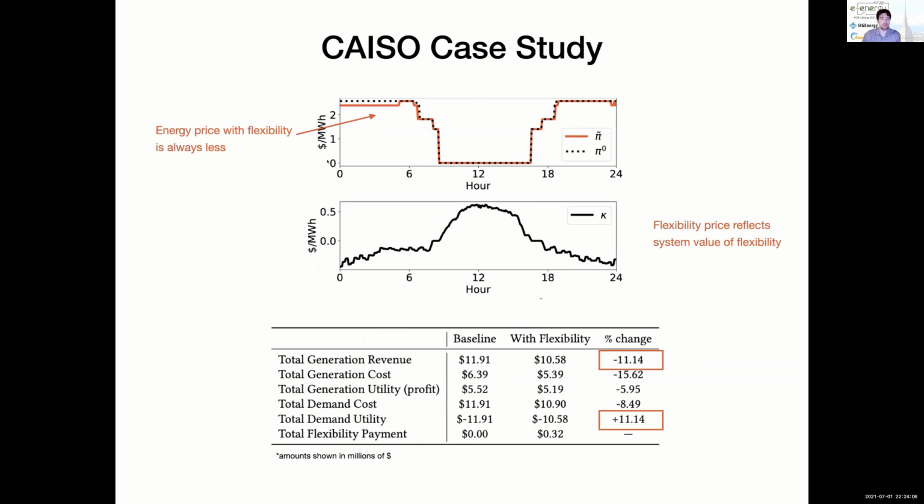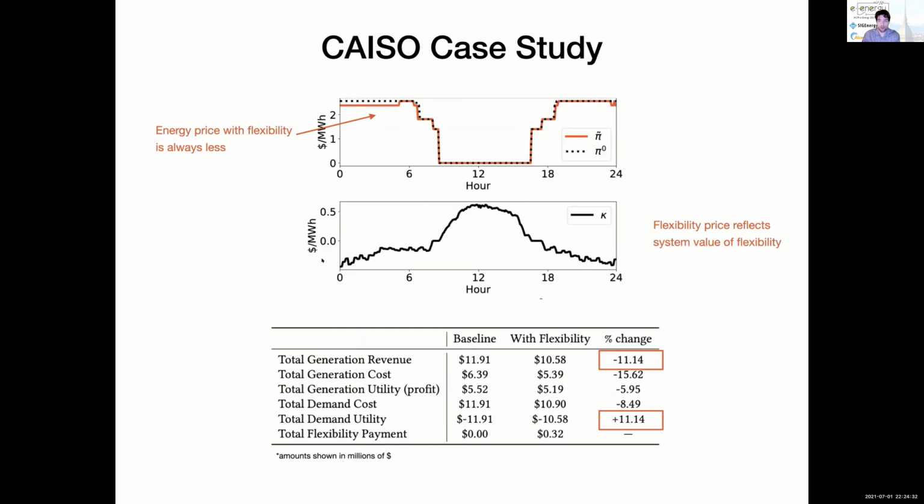Finally, I'll present the prices from the simulation. On the top, we have our energy prices. And as I mentioned, under the flexible dispatch, the pi tilde here, the red curve, is the new energy price, and it's a lower bound on the baseline energy price. And this is what causes the generation revenue to decrease.